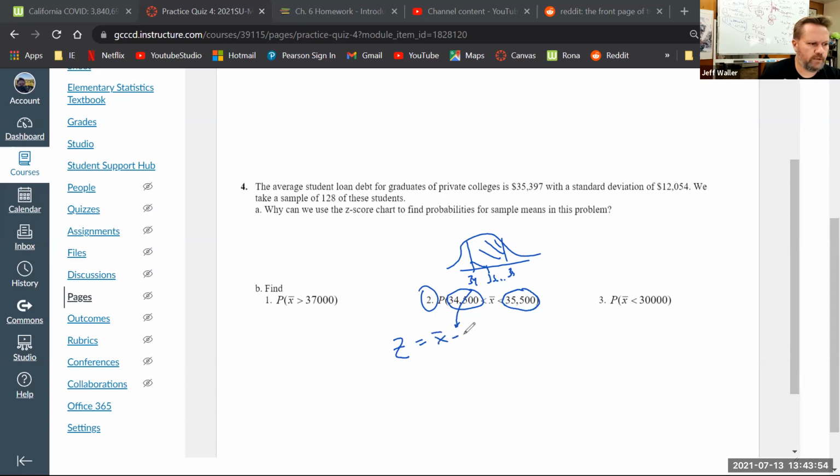So here's the formula, right? Kind of give the game away here a little bit. What's mu? What are you putting here? I mean, how did you do number 1? You did? Okay. How did you make the z-score? You did 37,000 minus what divided by what? Right? No? Yes? Maybe? Is that how you did it? How did you do number 1?